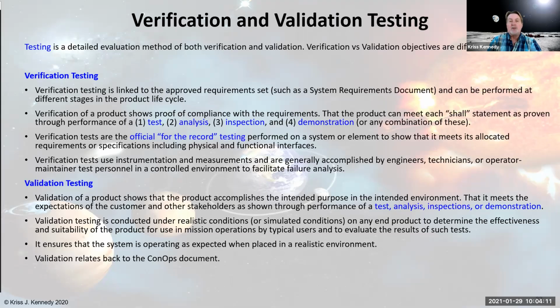Validation testing is a bit different. Validation of a product shows the product accomplishes its intended purpose in the intended environment, that it meets the expectations of the customer and other stakeholders, as shown through performance of a test, analysis, inspection, or demonstration. So you validate that you have the right requirement, the right function, or the concept of operations. Validation ensures the system is operating as expected when placed in a realistic environment.